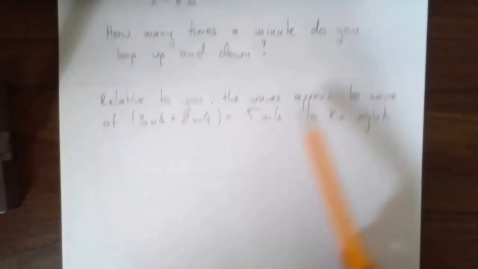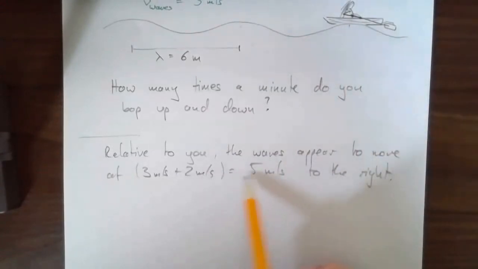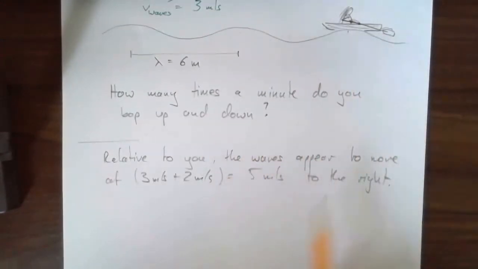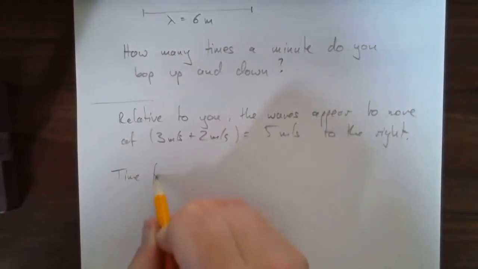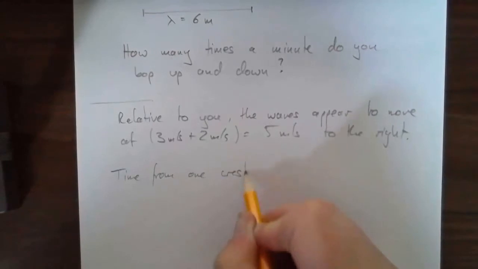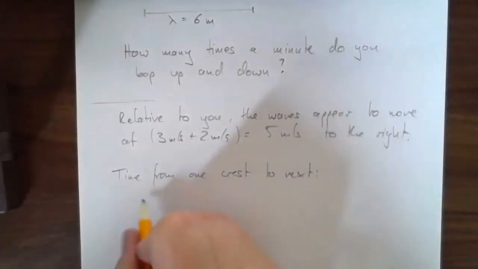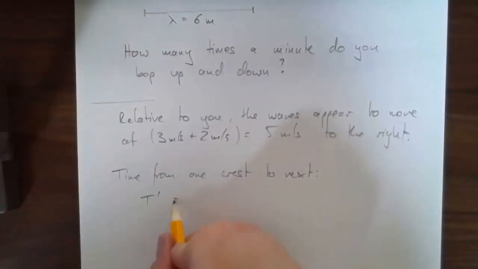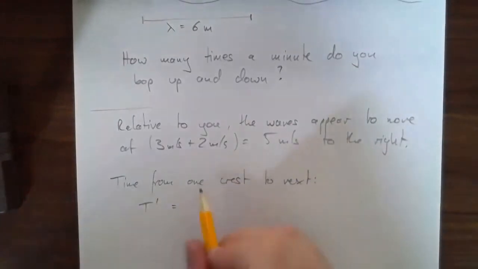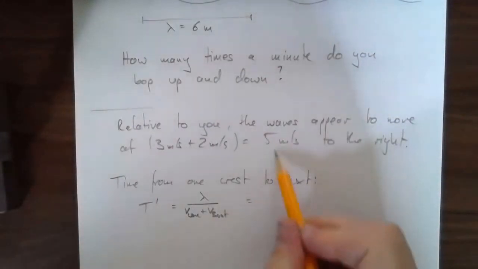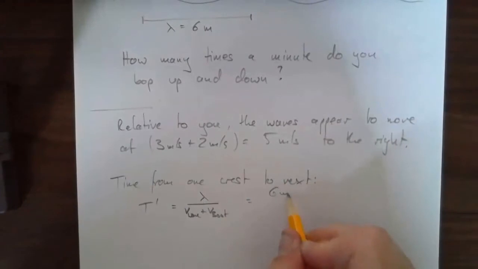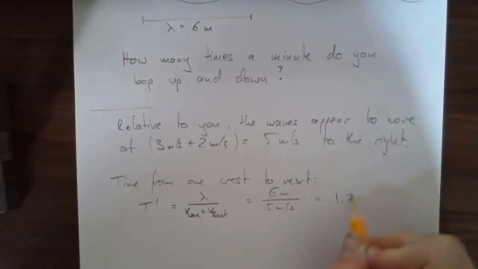So that means, how long is it going to take from one wave crest to the next? Well, it's 6 meters, right? The speed in my frame of reference is 5 meters per second. So how long does that take? So time from one crest to the next. Well, this is my t prime, right? That's the perceived period. It's going to be the distance divided by the speed. That's lambda over v wave plus v boat. Of course, we worked already out what that is. That's 6 meters divided by 5 meters per second, which comes to 1.2 seconds.